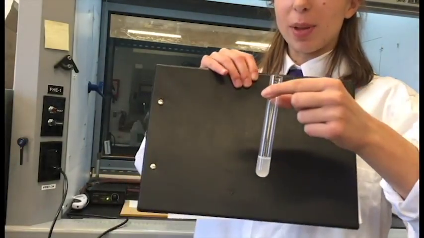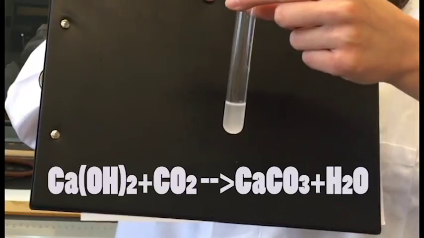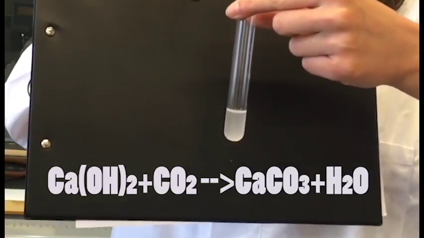So if we put this in front of a black background, we can see that a milky precipitate was formed, and this was the calcium carbonate.